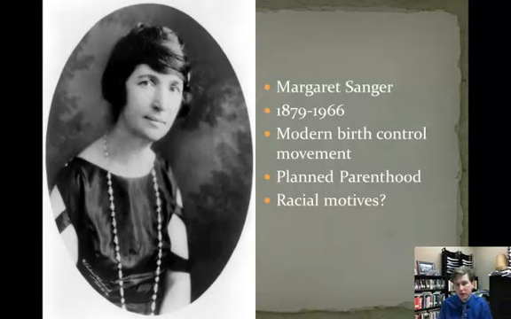So eventually what happened is the only way you could get birth control is you had to get it from your doctor if you were married. Only married couples could have birth control. But then eventually unmarried women could get it as well. And that was right about the time that Margaret Sanger died.